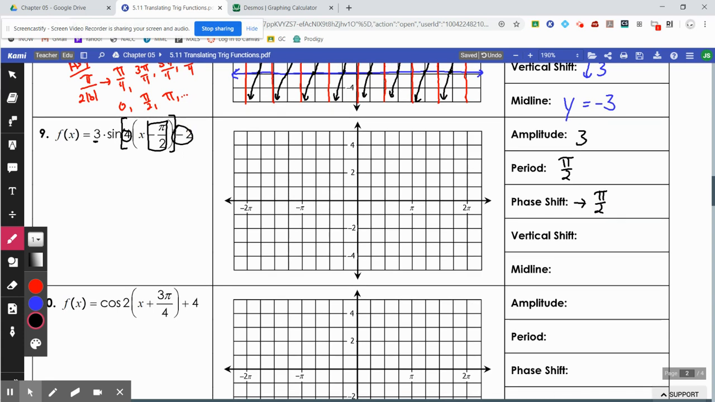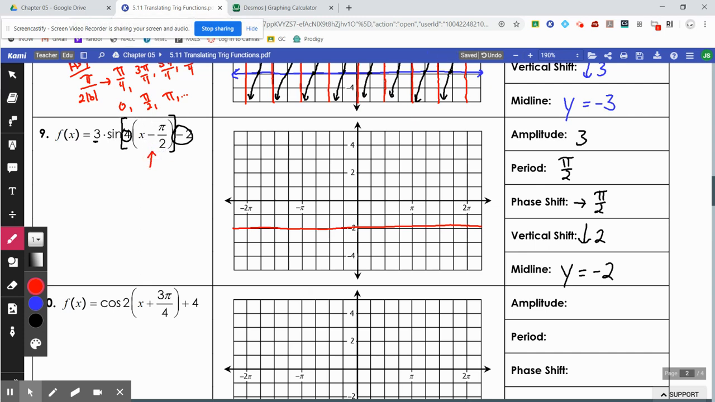We have a vertical shift here that will move it down 2 units. So therefore, our midline for this graph will now be at y equals -2. Let me go ahead and sketch that midline, which is going to be about right here. So that's going to be the middle of our sine curve.